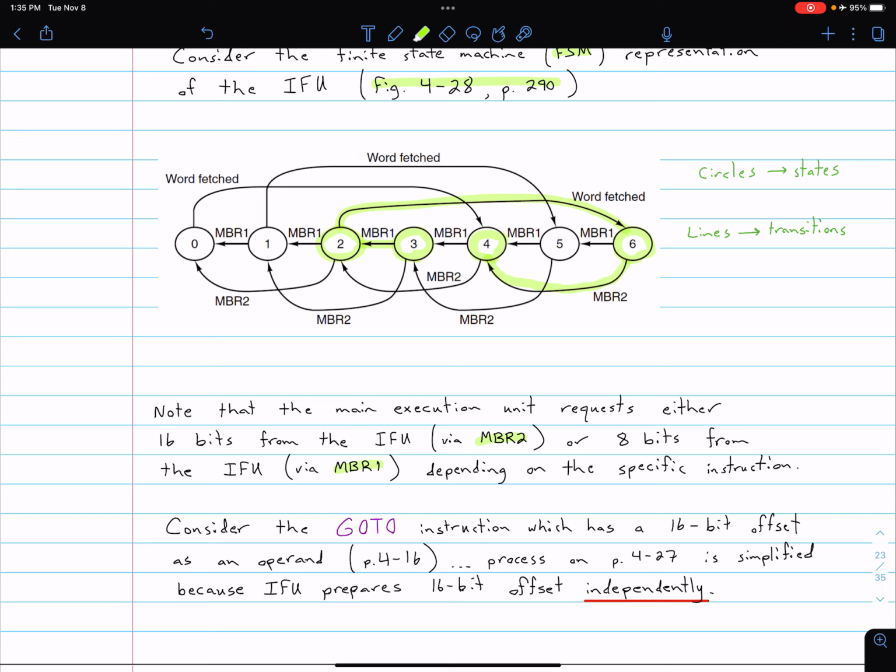And so, again, going back to our go-to instruction, one of the biggest ways we can see speed improvement here is getting that 16-bit offset. Right, so we went through that process on page 4-27. Like I said before, we have to read in the first byte into H, shift it to the left, read in the second byte, add that. Now we just say, IFU, give me that 16-bit offset. All of that is done independently. That, along with those other things that we mentioned, are going to speed up our execution time quite dramatically.